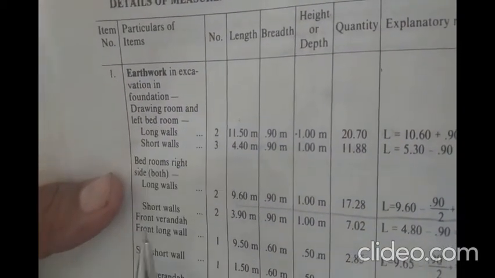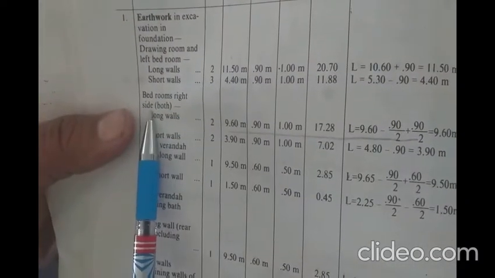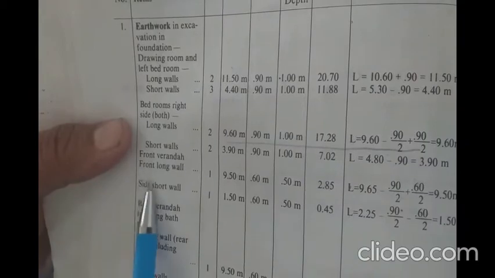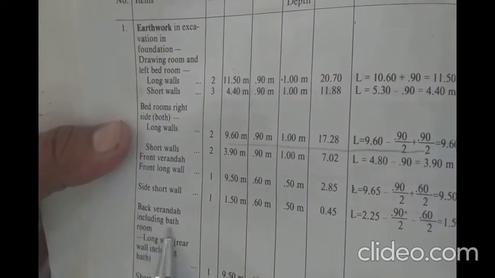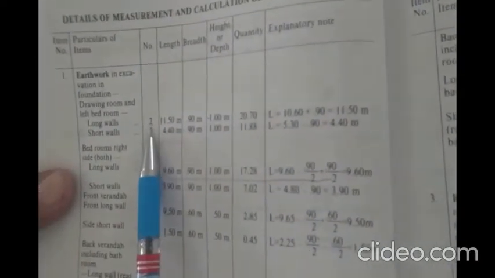First part, then this is the second part, bedrooms with 2 bedrooms on the right side, both, then front veranda, long wall, short wall, back veranda, long wall, short walls. So first item, second item, third item, fourth item, all 4 parts are included in this calculation. How many long walls I explained to you?